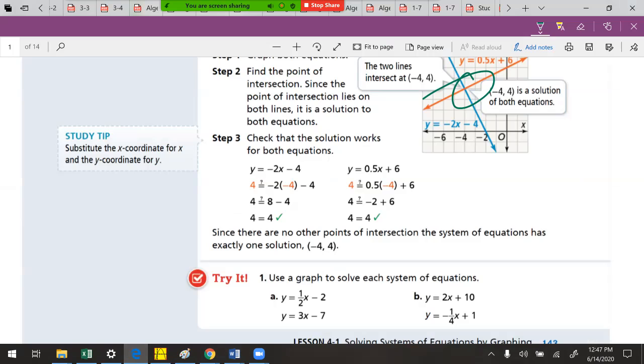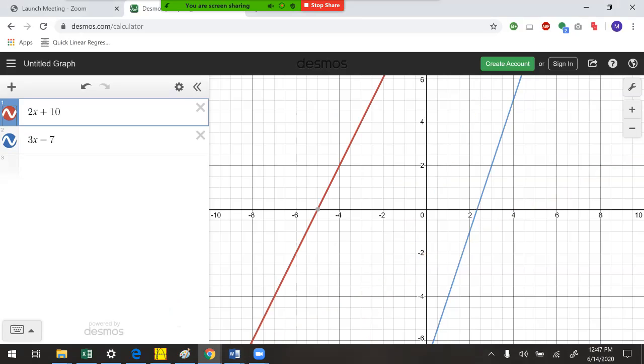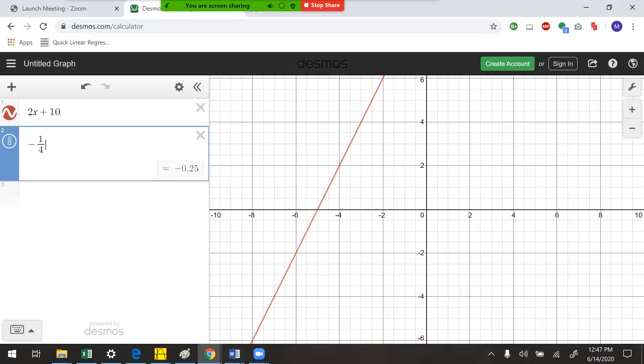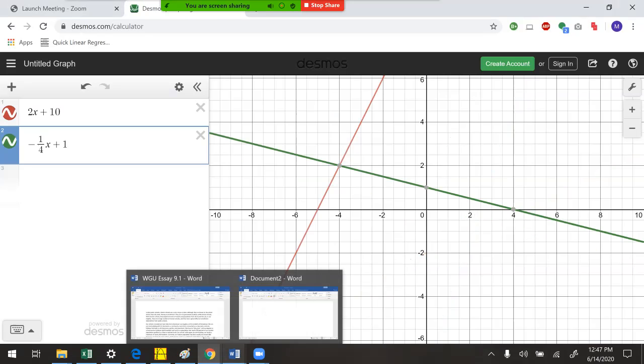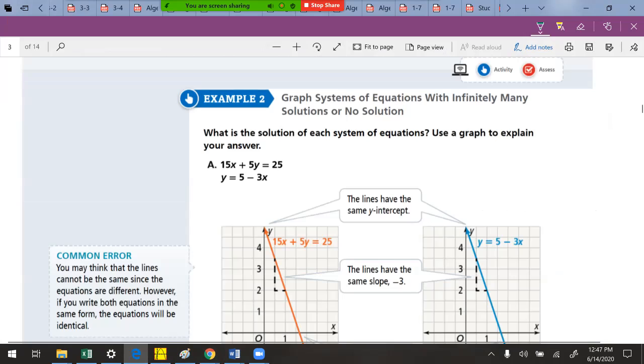Even if we work with these right here, 2x plus 10 and -1/4 x plus 1, okay? Boom! Right there, -4, 2. You got it. Okay? However, that's the quick way to do it. We're going to focus more or less on this ordeal, okay?